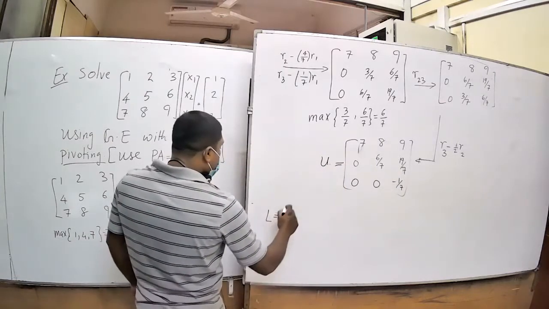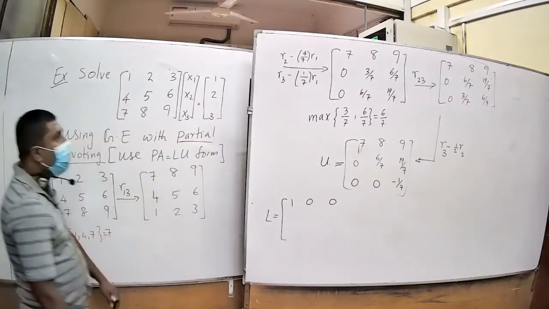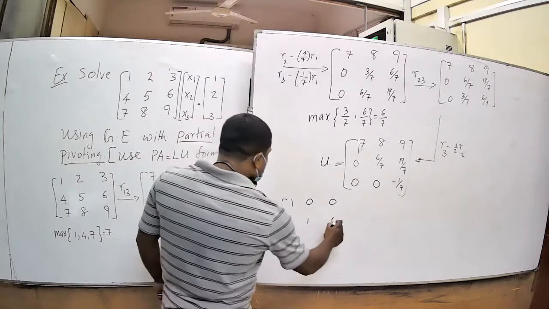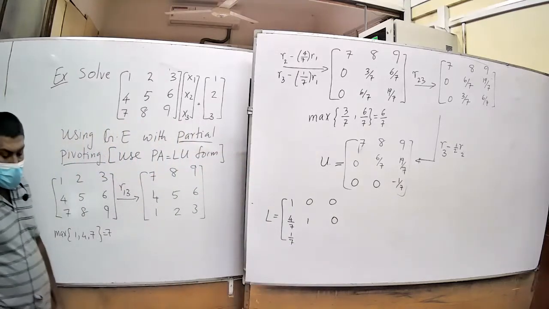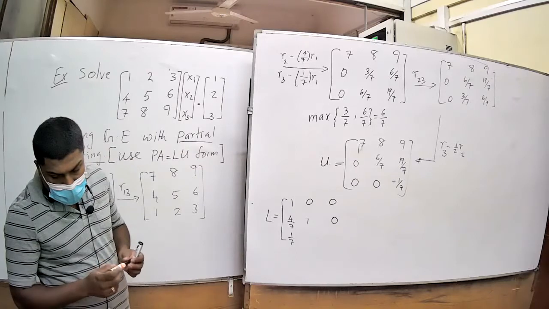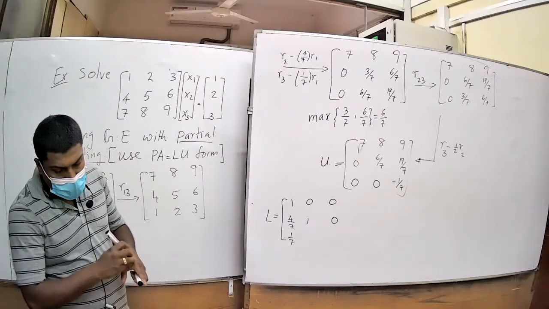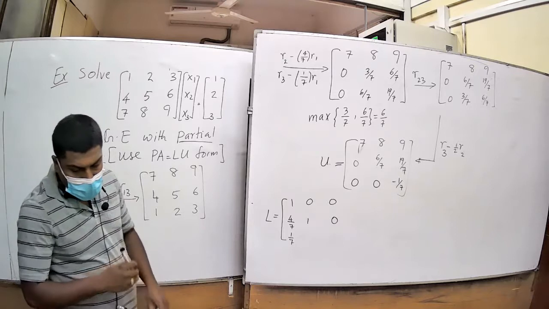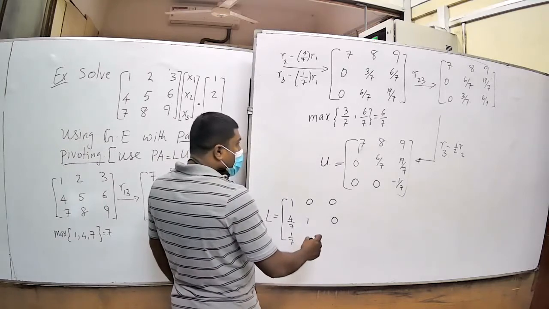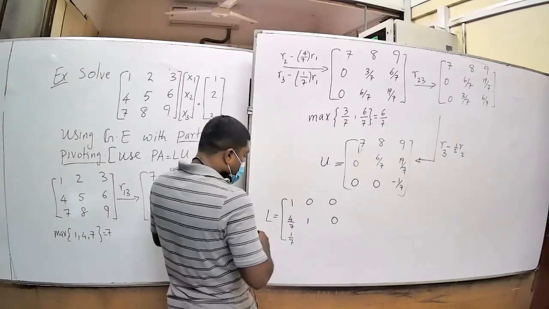Now you can write L, which is 1, 0, 0. Lower triangular matrix, these entries are 4 upon 7, 1 upon 7, 1, 0. This one is half. Right, so 1 upon 7.